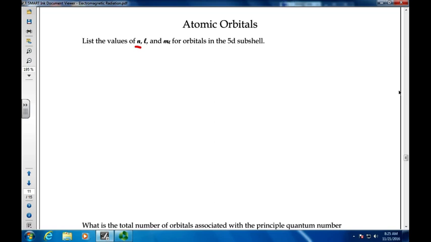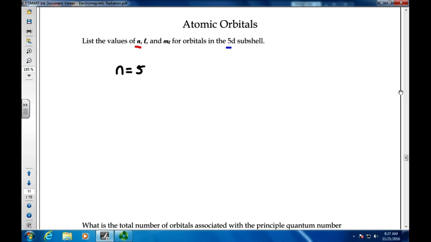So looking for clues, you'll find that the 5 in the 5d subshell is going to be your principal quantum number. So n is equal to 5.